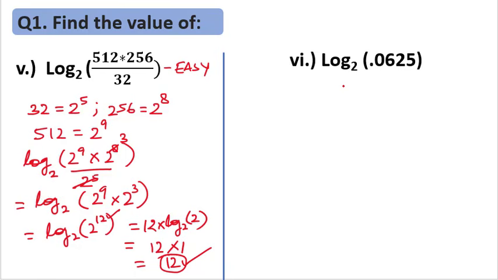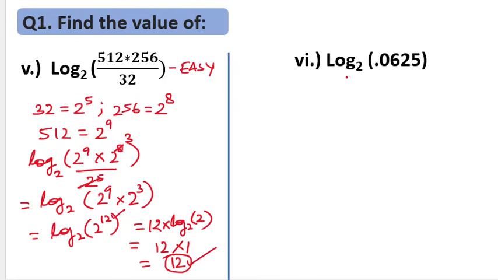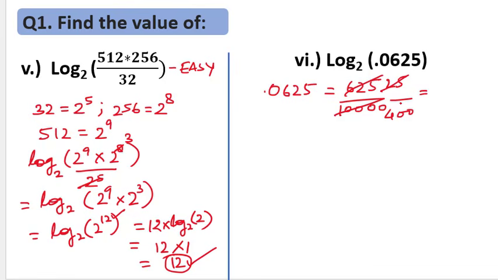Now coming to the next part of this question. The next part of the question says log 0.0625 to the base 2. Find its value. Now see, 0.0625, how can I write it? Can I write it as 625 upon 10000? Just convert it into fractions, right? Divide by 25 and 25, it is 25 upon 400. Now if I try to further simplify it, I get 1 upon 16.